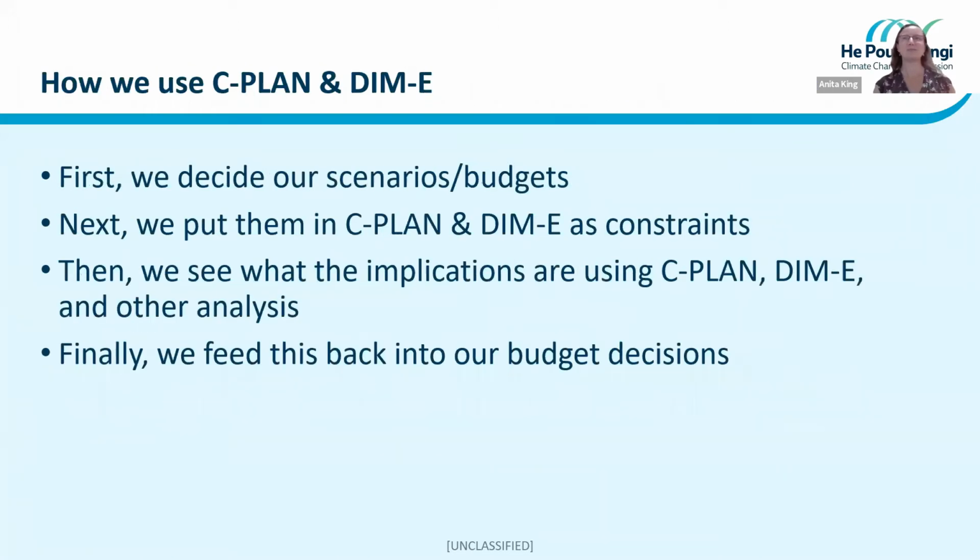Now, the way we use these models is probably important to highlight again. The key thing is that our budgets do not come out of our models. They're actually an input into the models. So first of all, we decide on the scenarios we're looking at, or also our budgets. Then we put them into the CPLAN and DIME models as constraints. And we use this to understand what the implications are. We also use other analysis. We don't rely solely on these models. So these are part of our information for deciding our budgets. They're not the whole picture. We then feed the information that we learn about the models back into our budget decisions and use that to revise things.